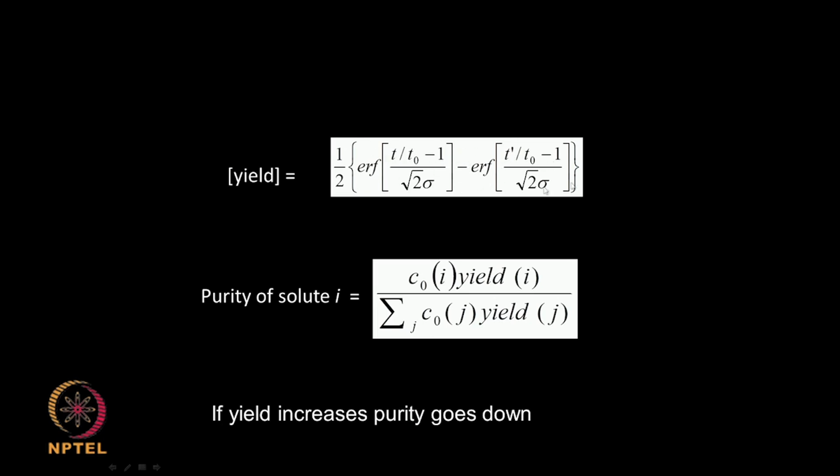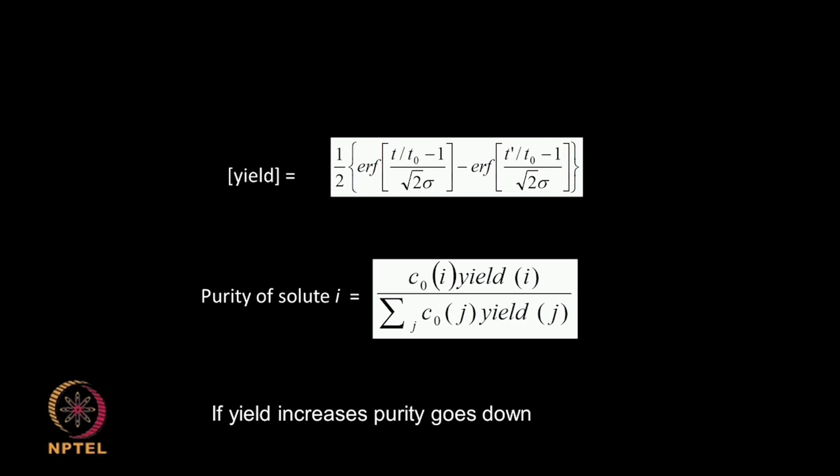So, you have two error function terms here, and then the purity of solute I. Here we have the solute and the impurity. So, this is related to the solute, and then the denominator will have two terms, the solute related terms, that is C naught into yield plus C naught into yield for the impurity. Okay. So, if the yield increases, purity goes down because the impurity also starts coming in. So, if the yield increases, purity goes down.